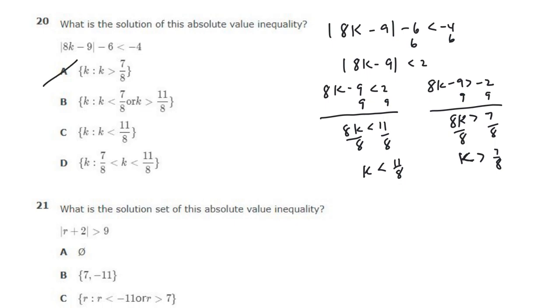So it won't be A. This is less than, this is greater than, so they're switched around. And it won't be C. So your answer is D. K is greater than 7/8 and K is less than 11/8.